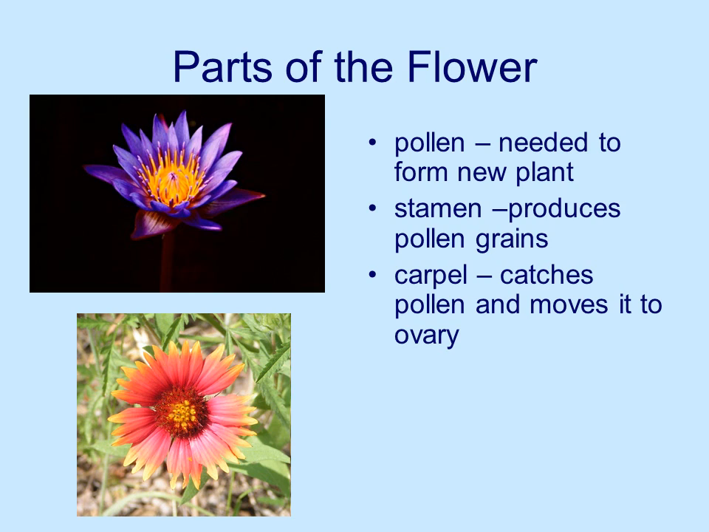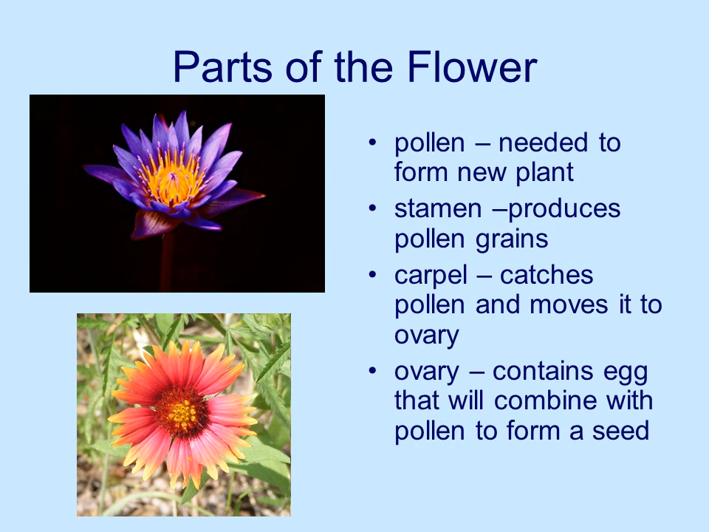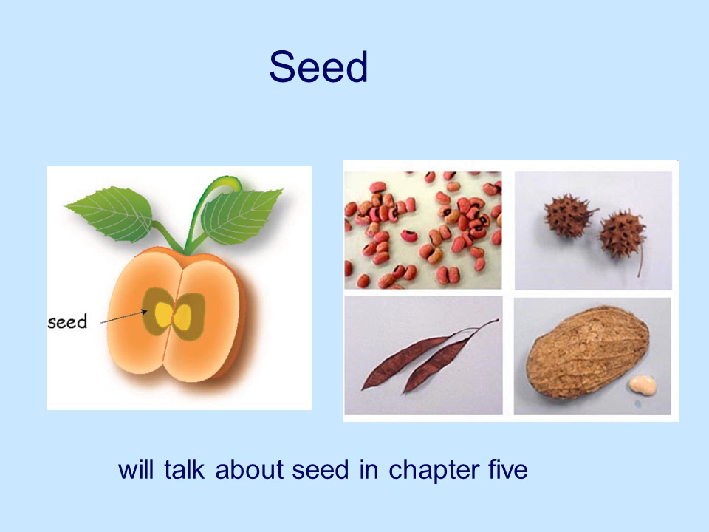The pollen is formed. It blows through the air. In our part of the country in the spring, pollen is everywhere. You get this yellow powder that's on everything. But that's the pollen being produced, moved to another plant, caught by the carpel and moved to the ovary. And then the ovary contains an egg that will combine with the pollen to form a seed. And so new plants can spread out that way.